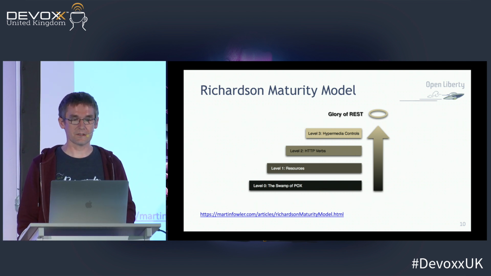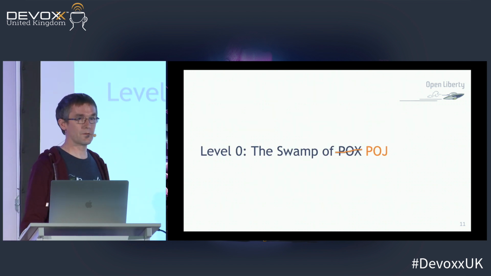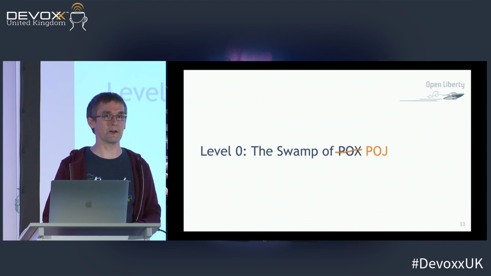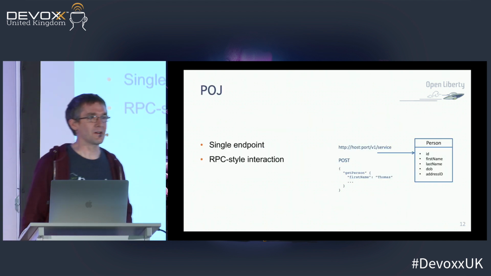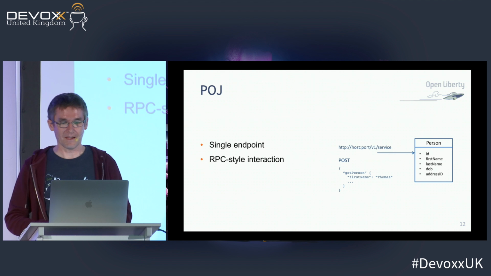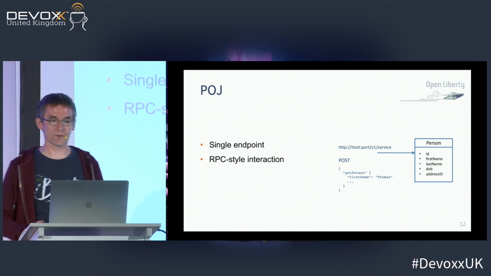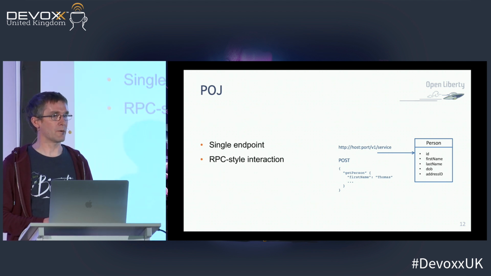So I thought that'd be interesting to kind of look at those in a little bit more detail, because the first one was called Swamp of POX, so it's kind of showing its age, because POX was plain old XML, and we all do JSON now, so it's now the Swamp of Podge. So let's have a look at what Swamp of Podge means. Essentially, layer 0, or Swamp of Podge, is you're using HTTP just to tunnel your requests.